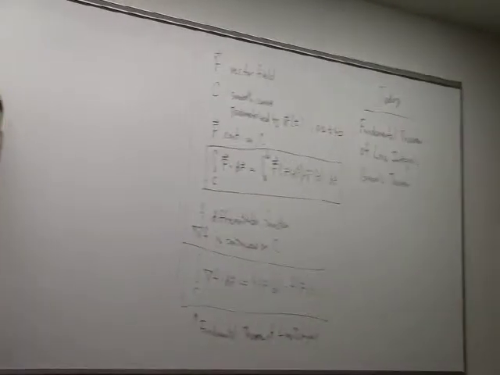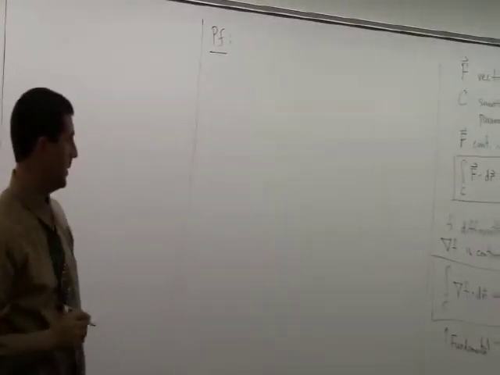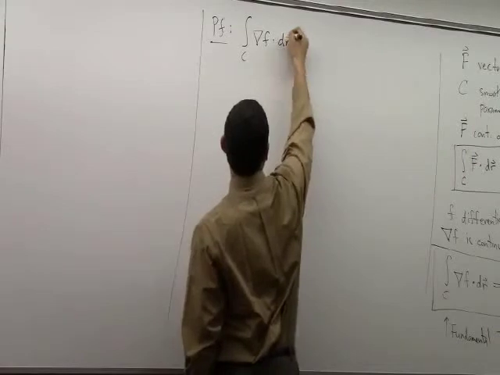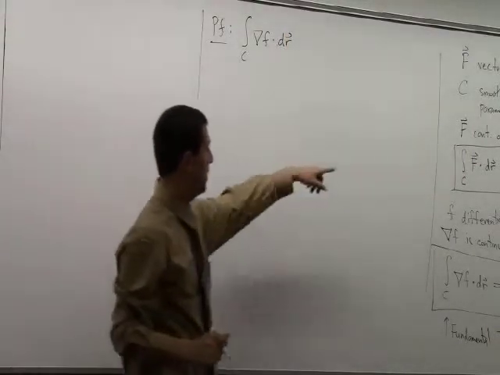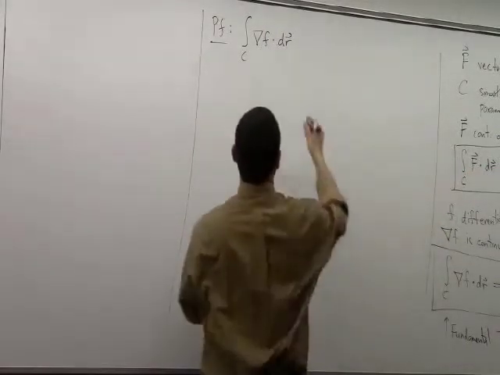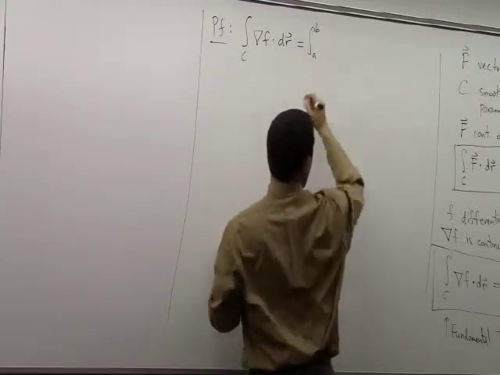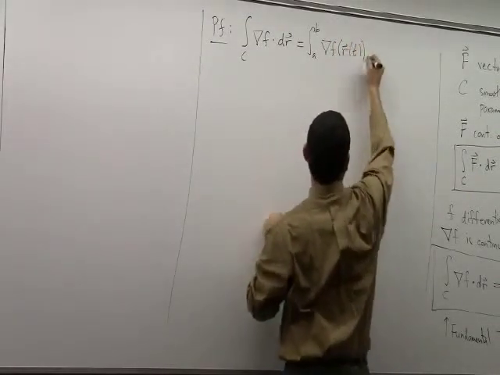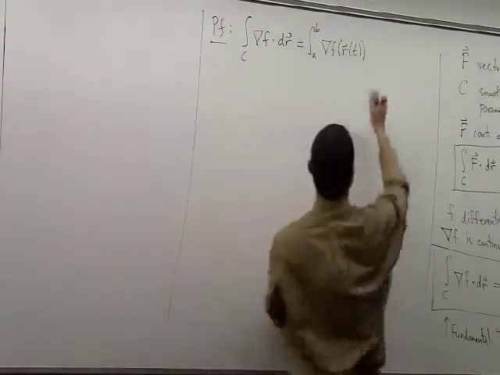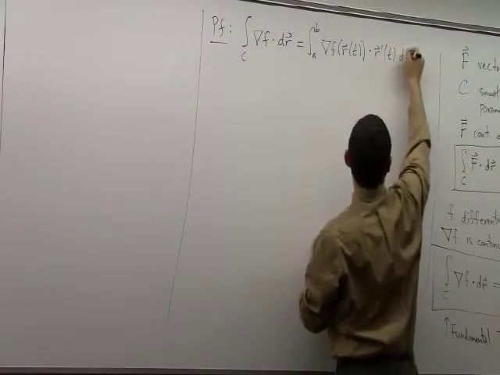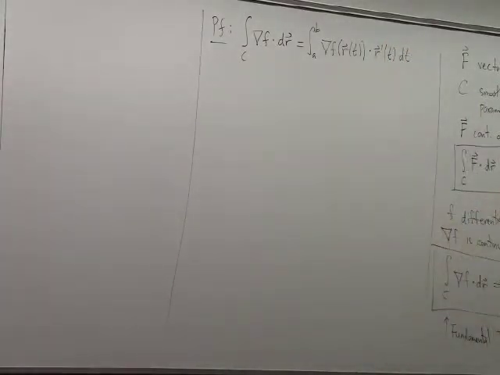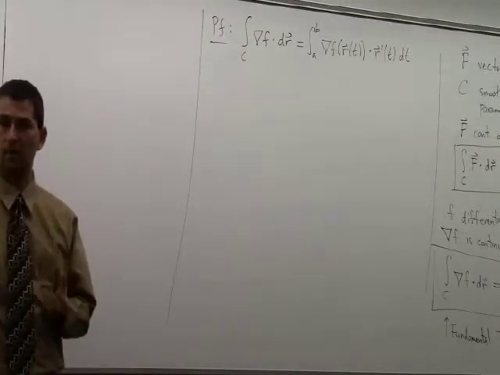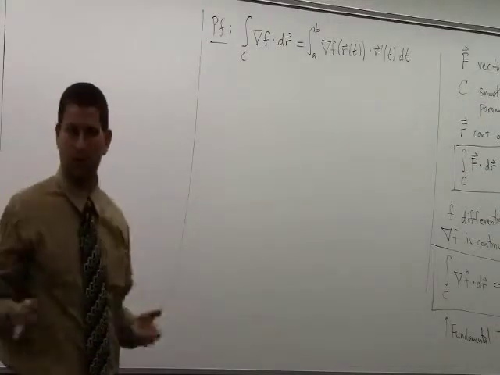Let's try to prove that. Let's see, so if we want to take the line integral, nabla f dr, well, we know by the above formula how we can compute it. This is the integral from a to b. Well, we have to take the gradient of f and evaluate it at r of t. And then we have to take the dot product with the derivative. Okay, so I'm going to assume that we're working in the three variable case, but everything works in the other variables the same.